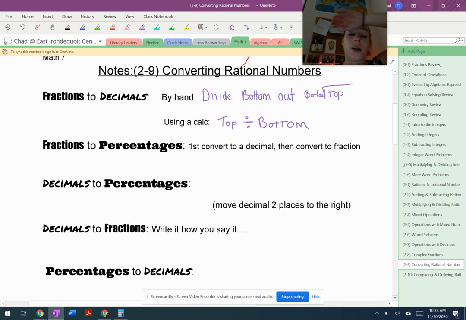When you're taking a fraction to a percentage, you are going to first convert it to a decimal and then convert it to a percentage. We'll look at some examples of that later.